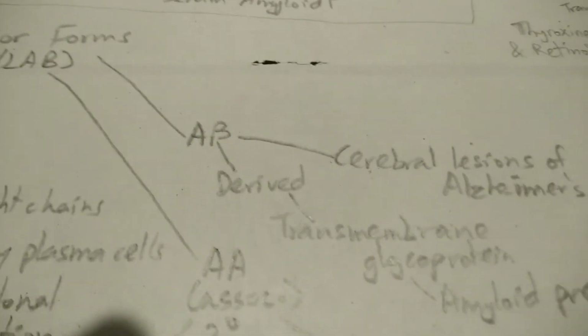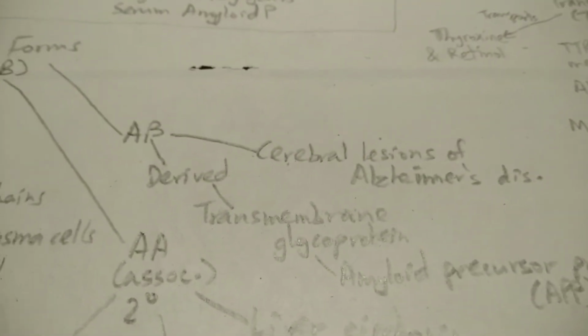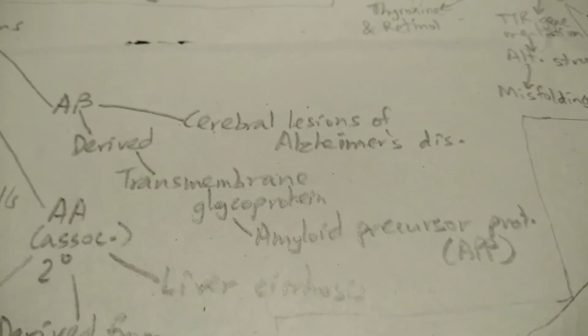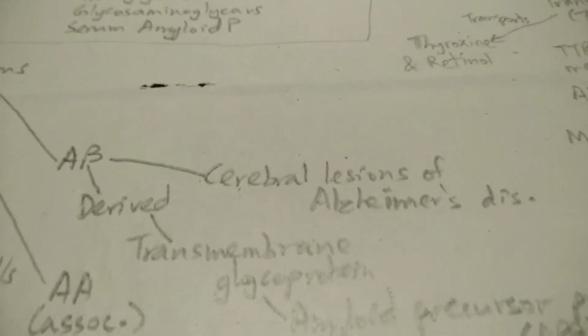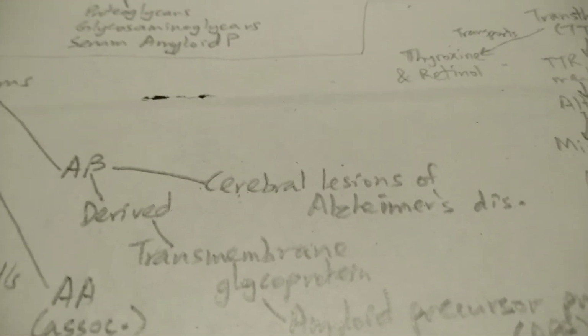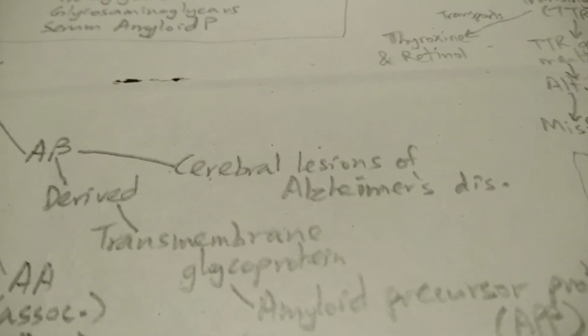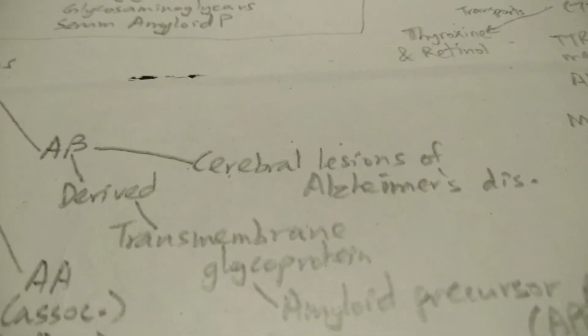All right. Now, moving on to A beta, it's derived from transmembrane glycoproteins, such as amyloid precursor protein, that's APP, and it's seen in cerebral lesions, which clinically resemble Alzheimer's disease. I've written here Alzheimer's disease, that's actually wrong. It's very similar to Alzheimer's disease. There's a whole classification for dementia, and this falls under that.